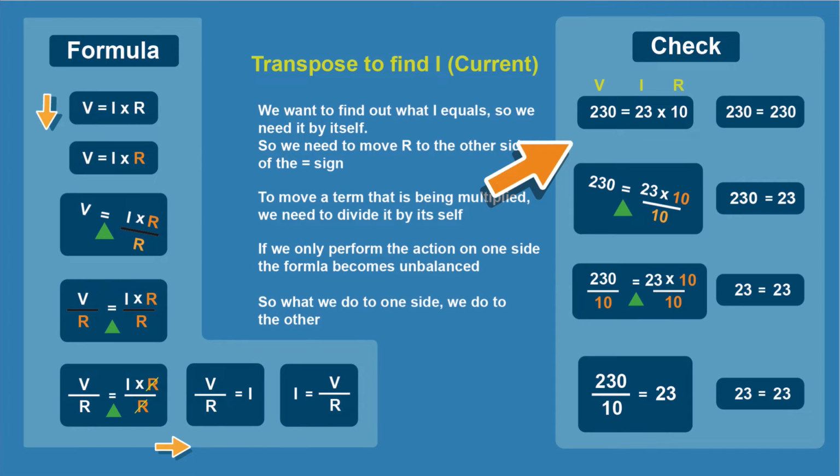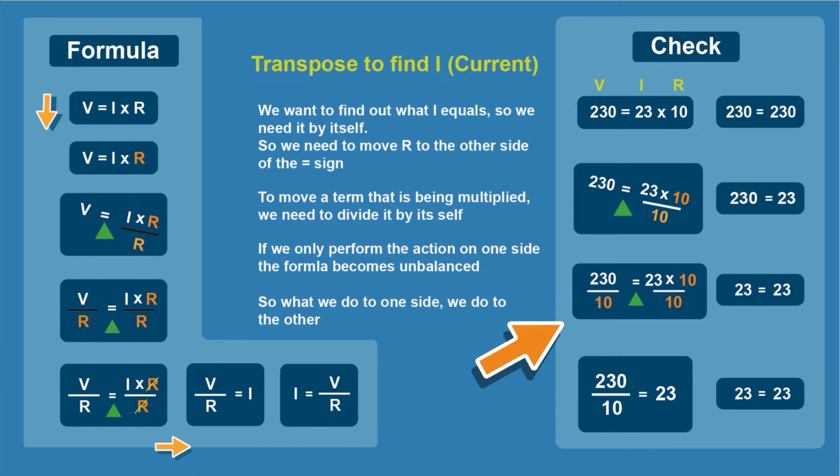You can see what happens if you don't balance the equation. I'll put some numbers in. Voltage 230, I 23, resistance 10. And you can see 230 equals 230. 23 times 10, 230. Now if we just worked on the right hand side, we divided the resistance by the resistance, you'll see that we end up with 230 equals 23. Obviously not. So it's important that what you do on one side you do on the other.